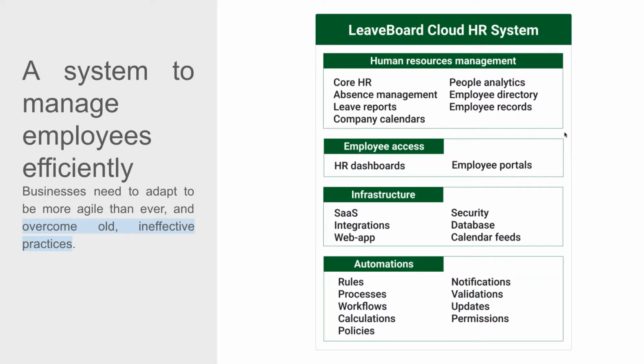And the last block is automations, rules, procedures, workflows, calculations, policies, notifications, validations, updates, and permissions. All these help make your company more agile, more up to date, more competitive, and more prepared for giving more value to your employees.